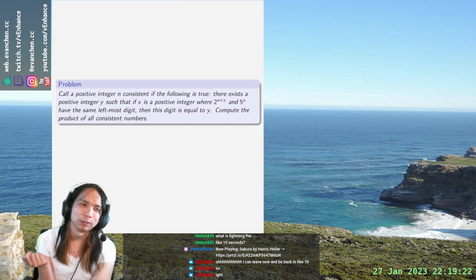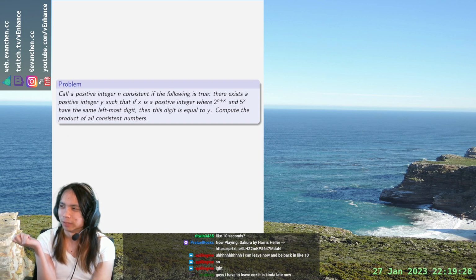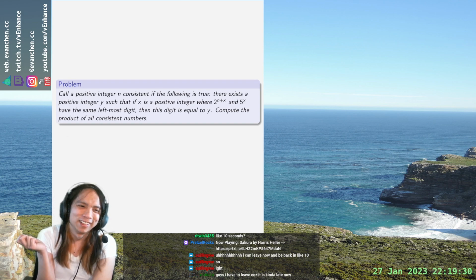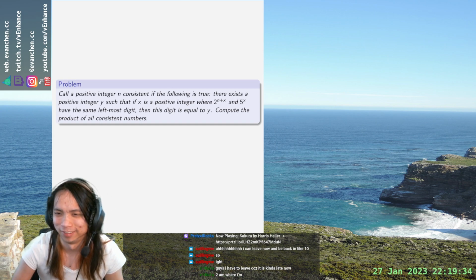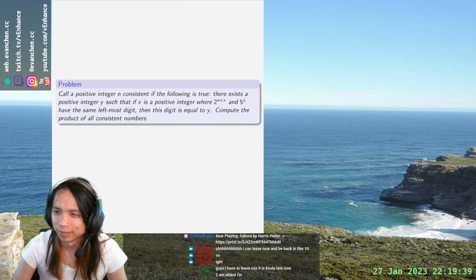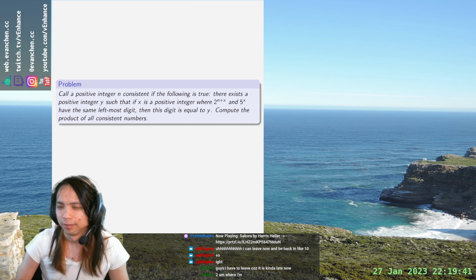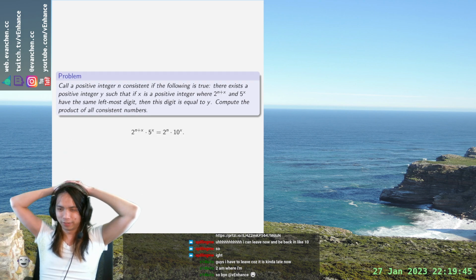I'm probably just going to compute them all. I can't imagine that it's indirect. Okay, so I should multiply them together, right? Like, you know, there's a 2 and a 5. Of course we're going to multiply them together. So this is 2 to the n times 10 to the x. So, okay. If two numbers, all right.